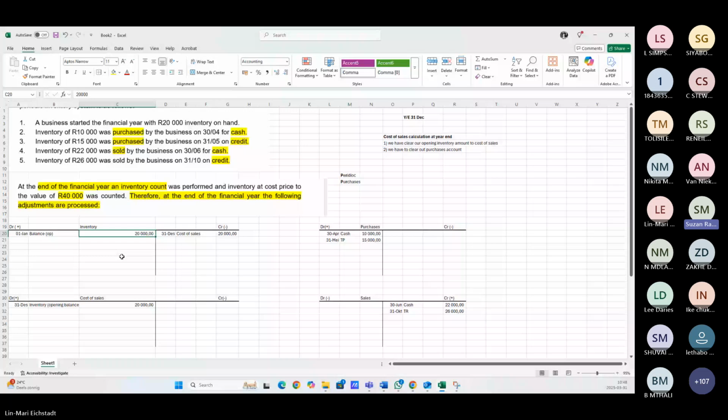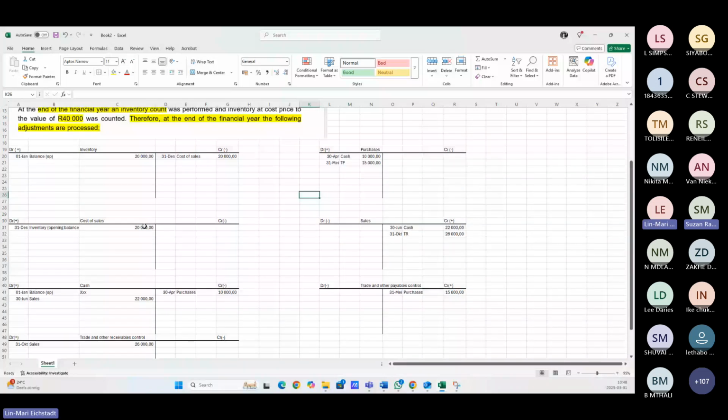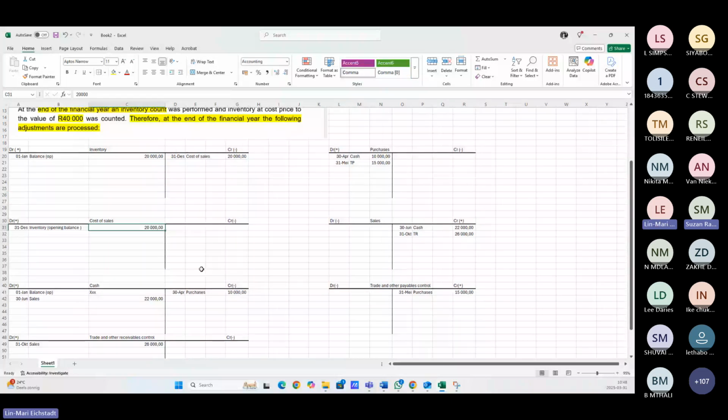And then the last one, can you just explain for the last time why we are taking the opening balance of 20,000 on the T account under the cost of sales for calculations? Why are we doing that?